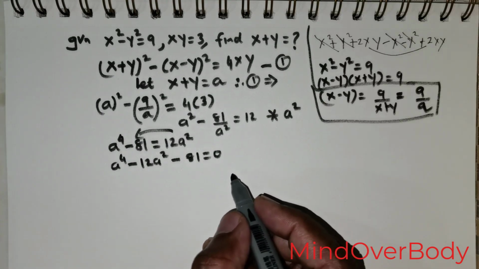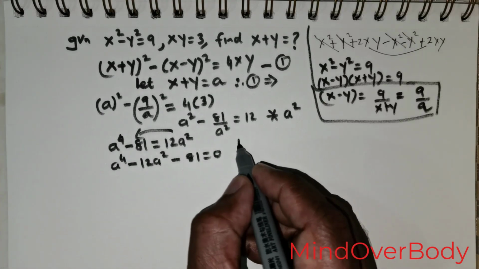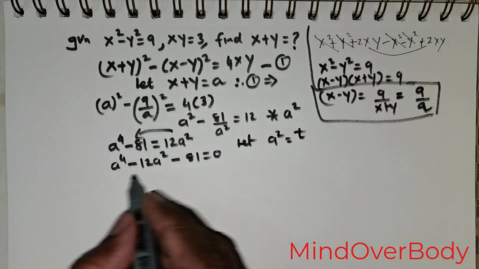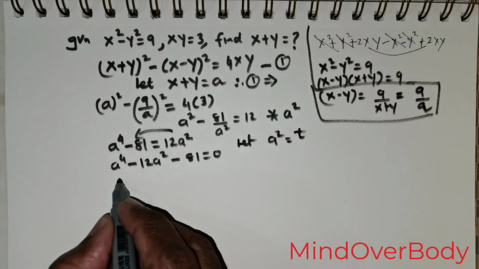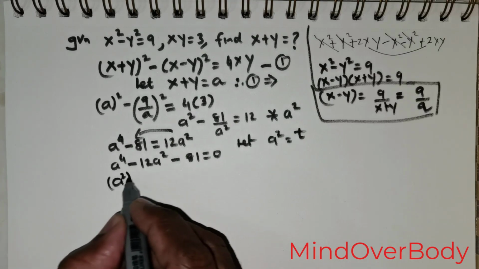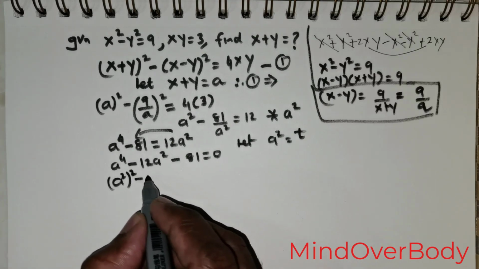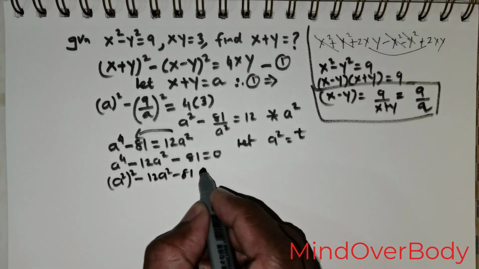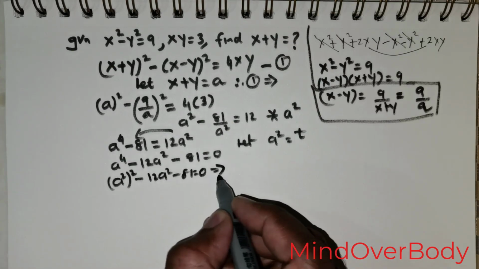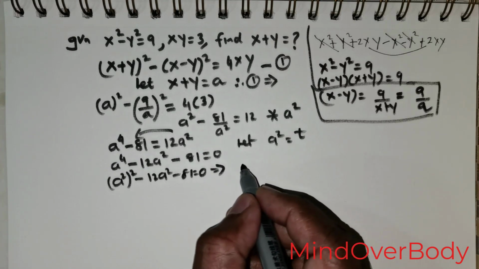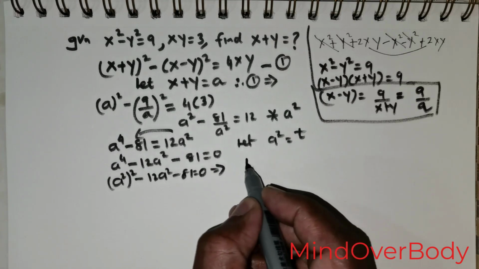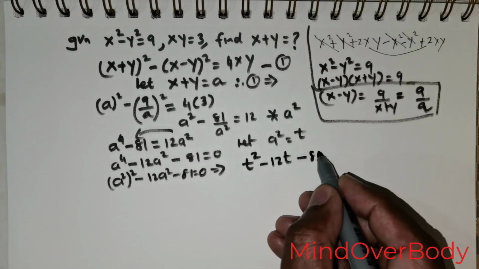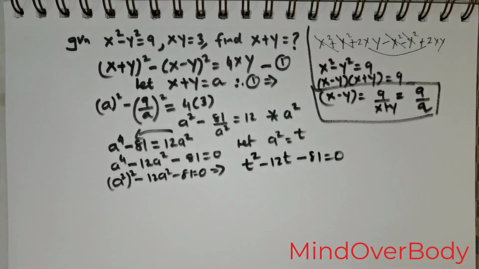Now what I wish to do is take a² to be equal to some t. So in that case, let me rewrite this first as (a²)² − 12a² − 81 = 0, and in place of a² I'm going to have t, so it's going to be t² − 12t − 81 = 0.